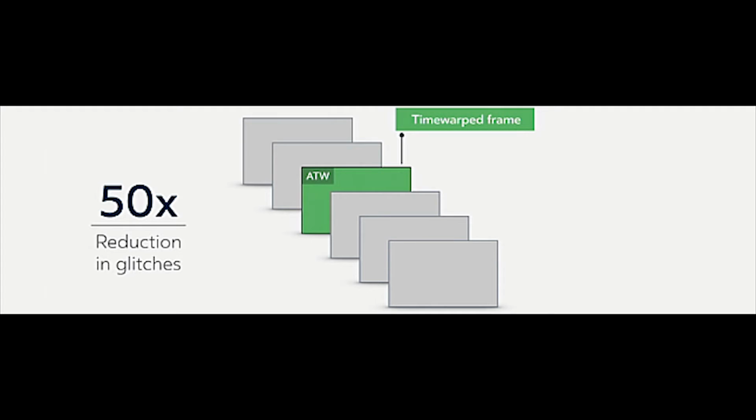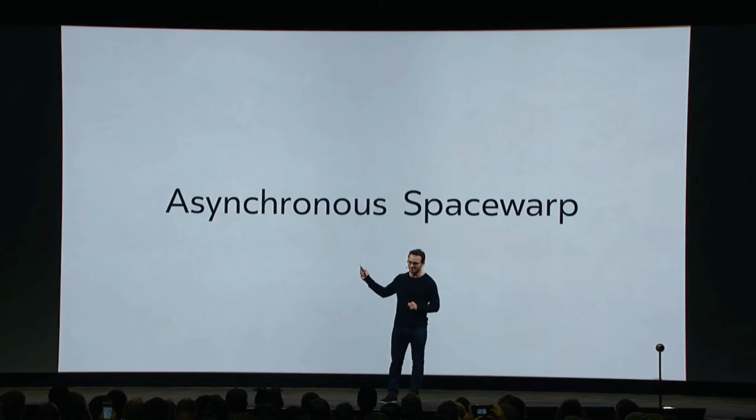Oculus also announced a new version of its asynchronous time warp feature that creates a morphed image when it lacks the capacity to generate a brand new image. This new feature is known as asynchronous space warp.